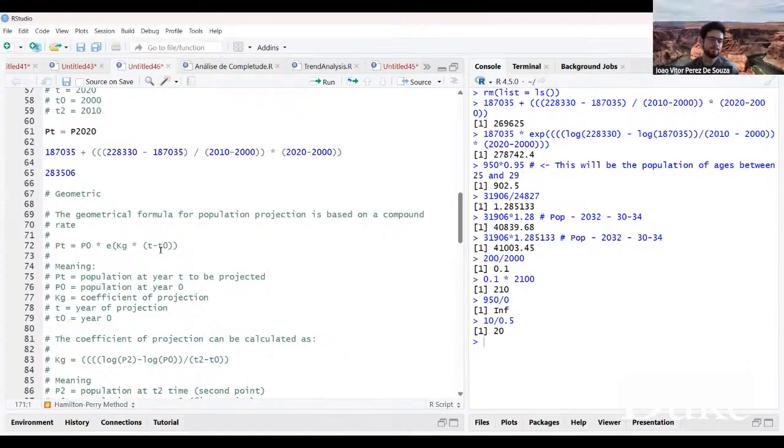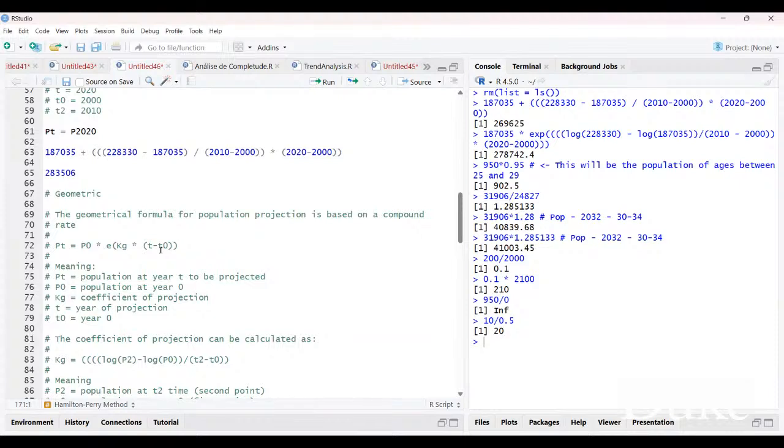I see. Nice. Thank you. João Vitor, do you want to? Sorry, I just have a doubt. At the end of your explanation, you are using the 10 divided by 0.5, the coefficient. I didn't understand the explanation very well.